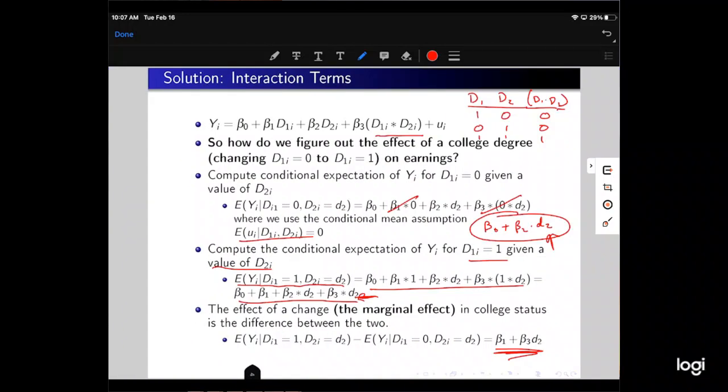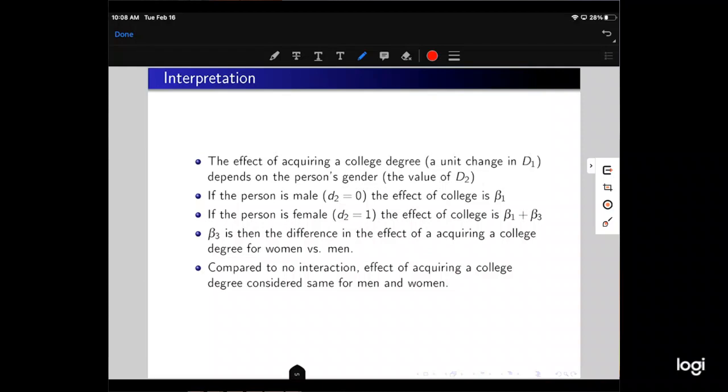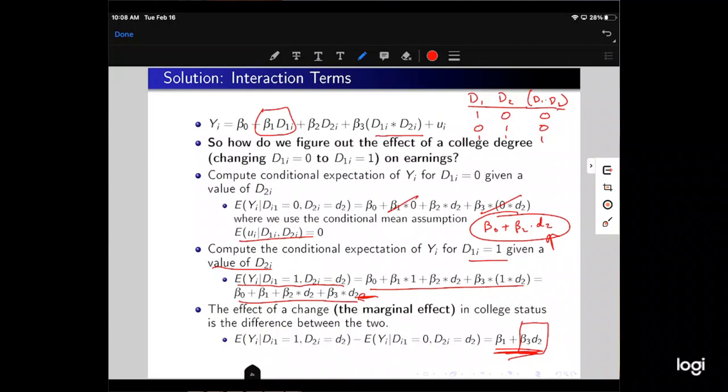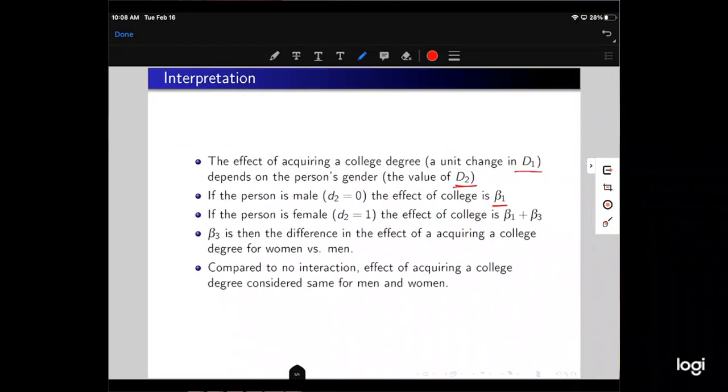Let's go back real quick. So the effect of changing D1 in our model is not limited to just a change in the gender. Now we have an interaction term, and so the effect of the college degree is also included when we change the gender. So this means the effect of acquiring a college degree, the unit change in D1, depends on the person's gender, the value of D2. If the person is male, the effect of college is beta 1. So let's go back. If the person is male, the effect of college is beta 1. That's this bit here. And then if the person is female, D2 equals 1, the effect of college is beta 1 plus beta 3.